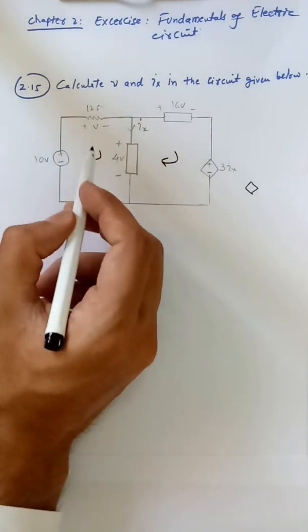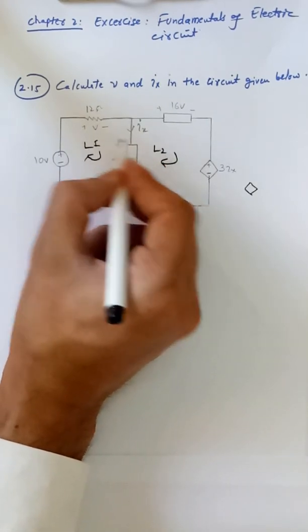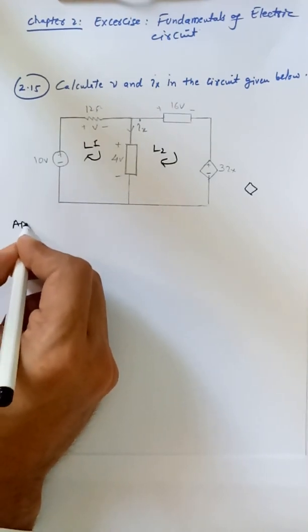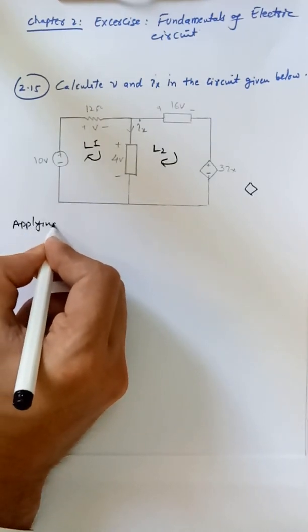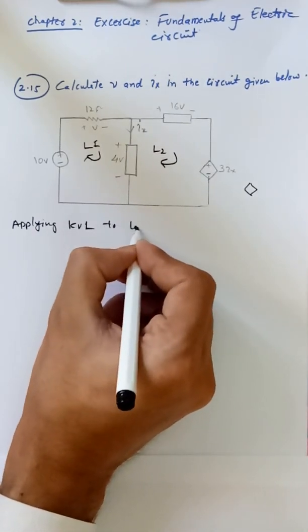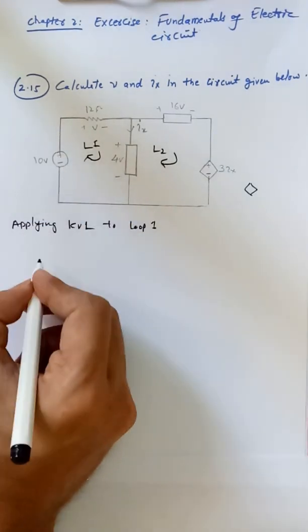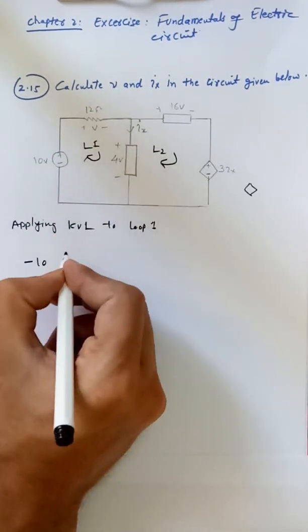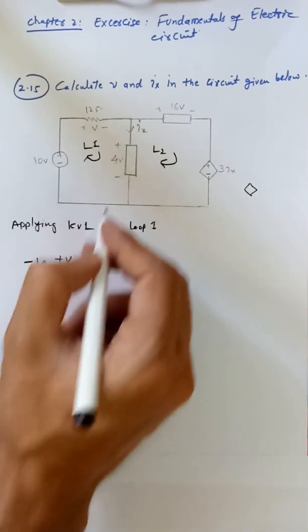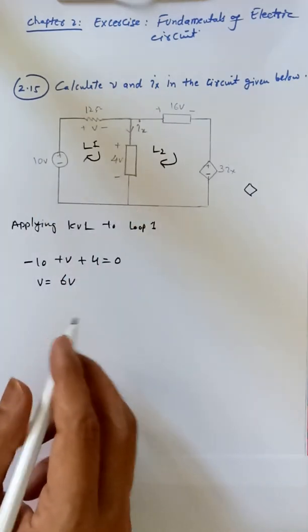Applying KVL to loop 1, this one is loop 1 and this one is loop 2. Applying KVL to loop 1: minus 10 plus V plus 4 equals 0, and V equals 6 volt.